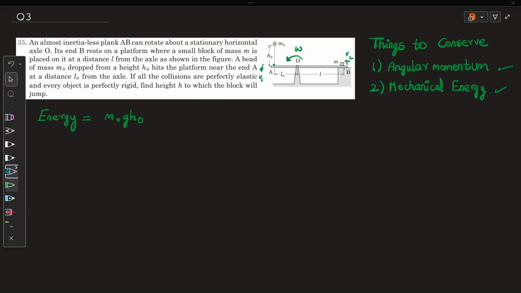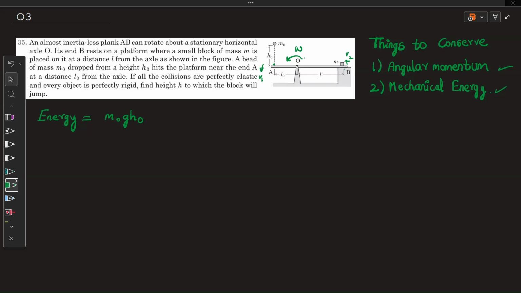Okay, in this case, this plank is inertialess, which means it doesn't have any mass. Mass is negligible. Some fancy term, inertialess. Here we are just dropping this ball, and there is a small block of mass m. This m0 is placed at a height h0, and the collisions are perfectly elastic, and there is no friction also. They didn't mention it here because there is no use of friction here, so there is no loss of energy, so we can conserve energy over here. So conservation of mechanical energy applies.